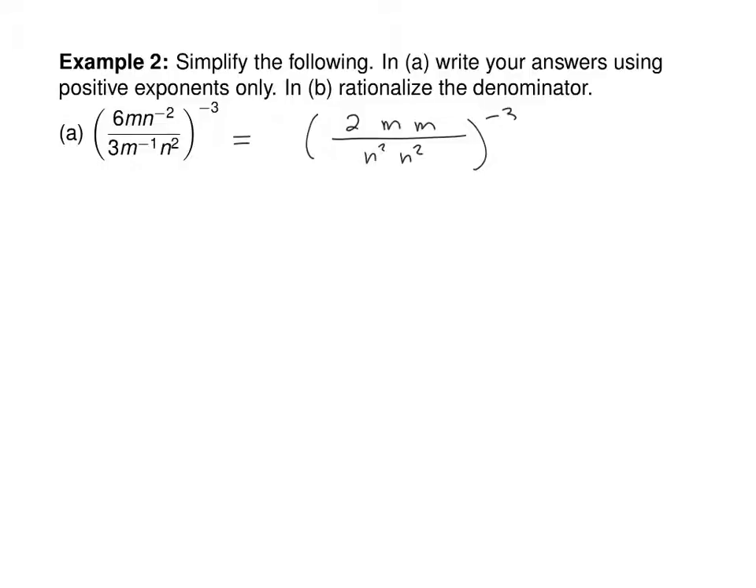Does that make sense what happened there? So this n squared goes down, right? And this m to the negative 1 goes up. Okay. So that's the same thing as 2m squared over n to the 4th, all that to the negative 3rd power.